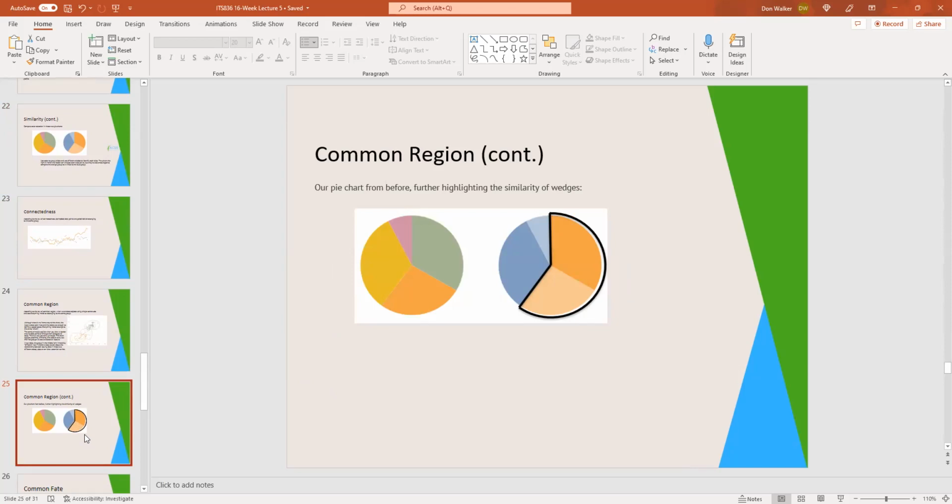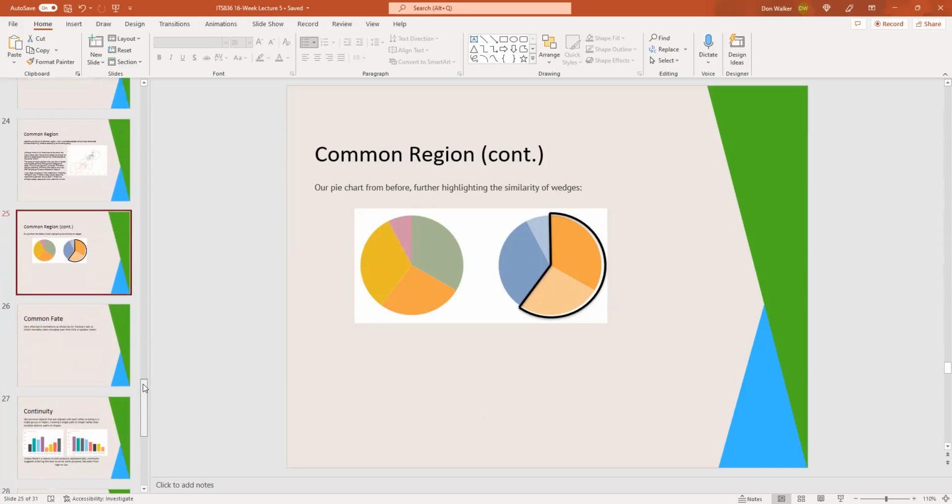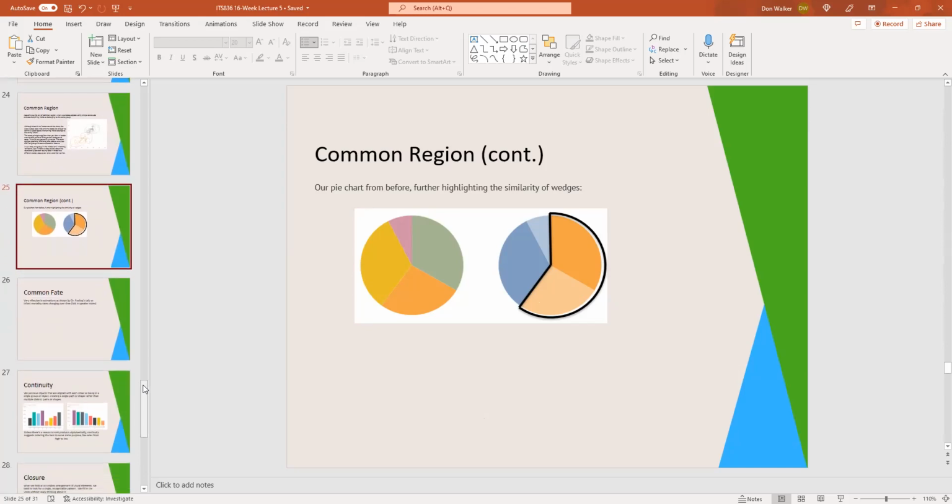Now, common region is something you can often do in data visualization, in your charts, in your dashboards, is draw a line around stuff. And that makes the human mind leap to that, to say that these must be related because they share a common region. So this is the same pie chart as before. So just drawing a black line around the group of orange wedges on the right guarantees your viewer will get the point that they are related.